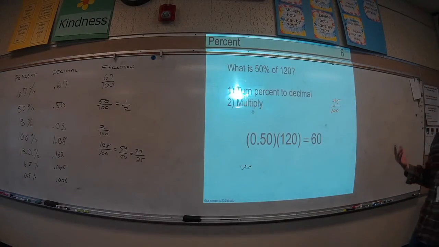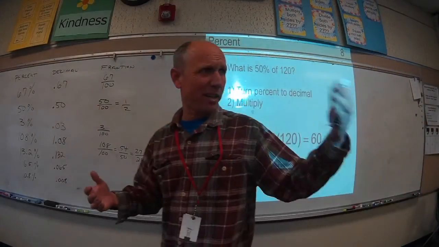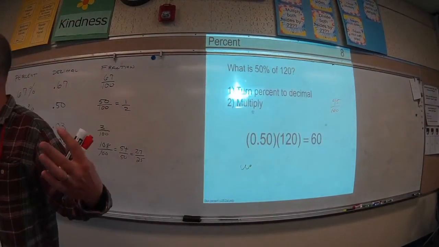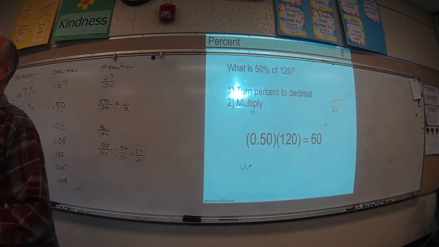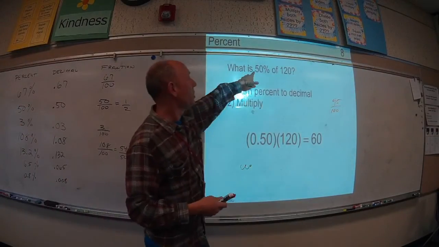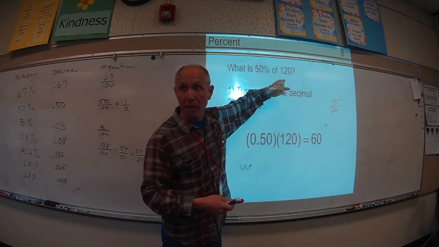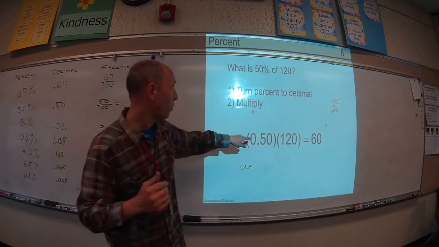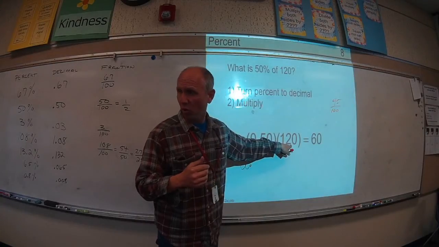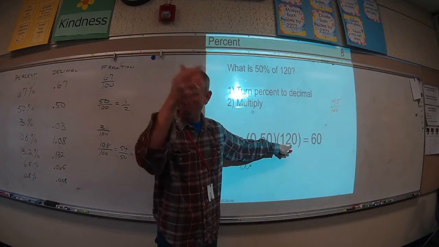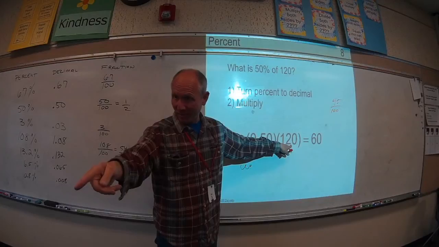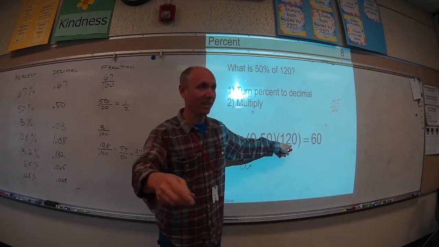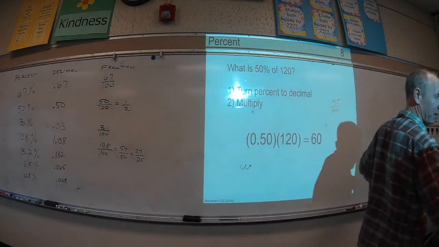What is 50% of 120? 60, right? Cutting 50% are easy, right? I'm cutting it in half. Here's the math behind it. I change this to a decimal and I multiply. 50% is 0.5 and I multiply. Cool? Yes. Decimal, multiply.